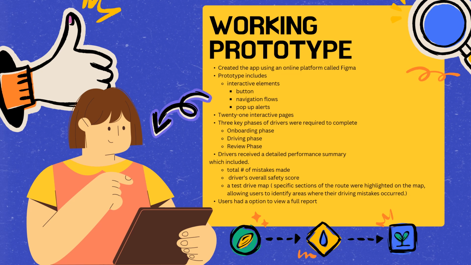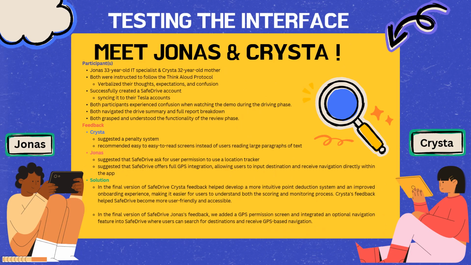The summary would include the total number of mistakes made by the driver, an overall safety score, and a test drive map. Also, users have an option to review a full report. Meet Jonas and Krista. Jonas is a 33-year-old IT specialist, and Krista is a 32-year-old mother.